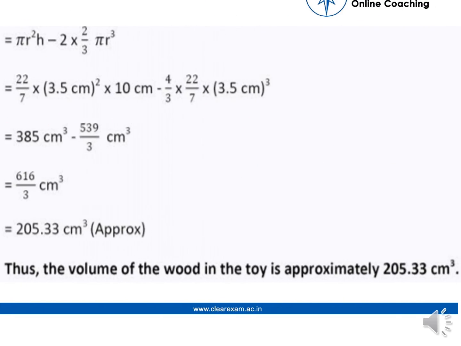So we have the formula for total volume, pi r square h, we have radius, we have height, minus twice of 2 by 3 pi r cube, that is the volume of two hemispheres. So by calculating these, we will have the volume of the wooden toy is approximately 205.33 centimeter cube.